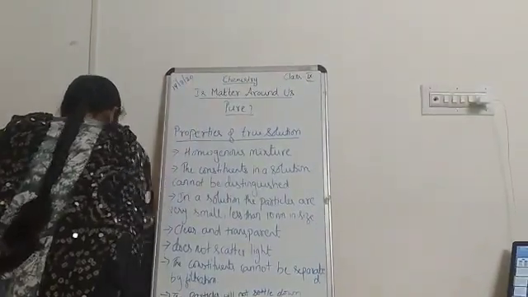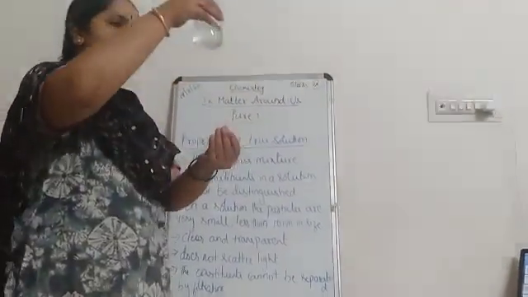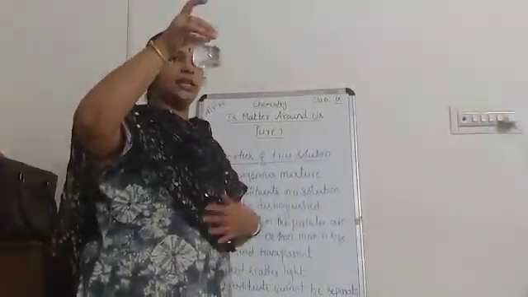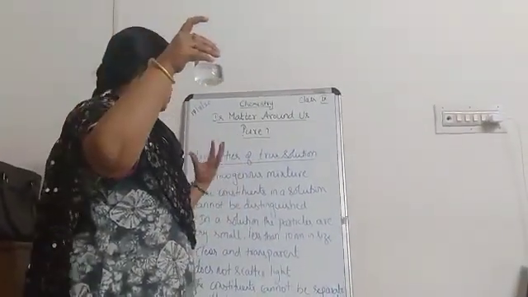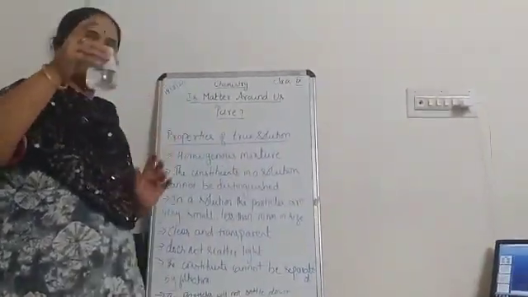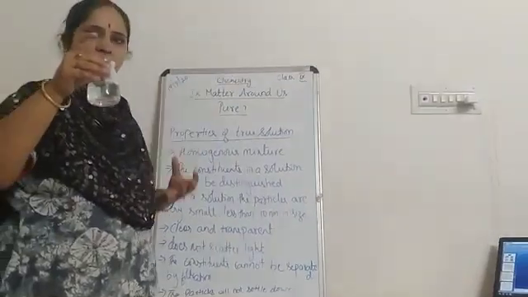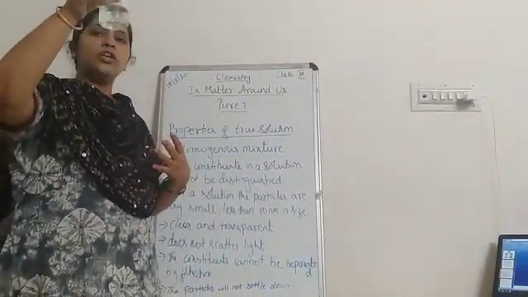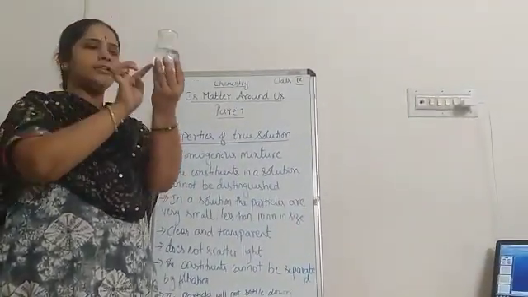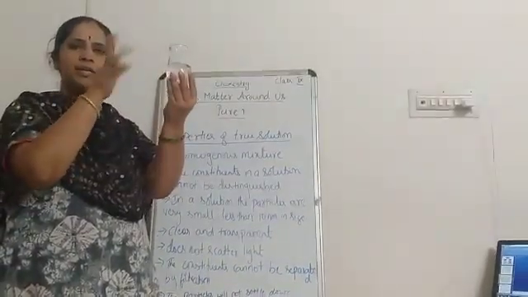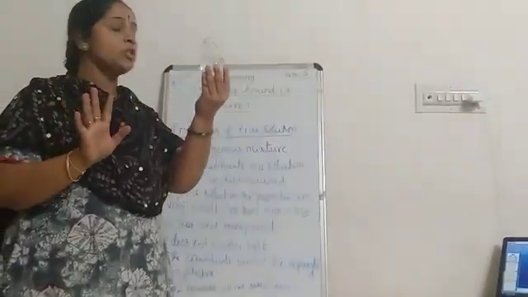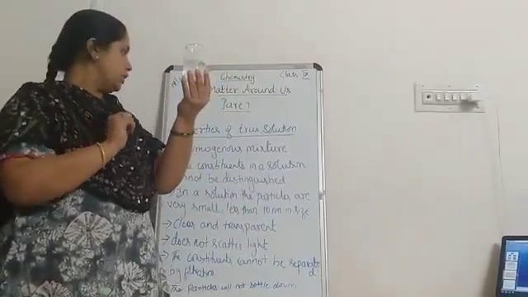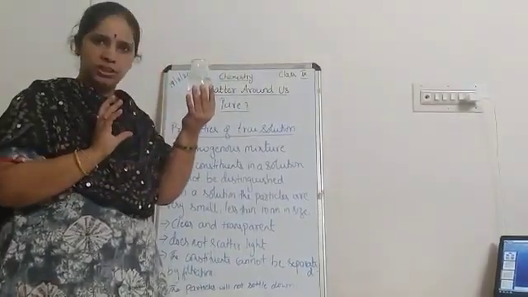Now, children, with this sugar solution, let us learn the properties of a true solution. It is a homogeneous mixture, which I have already told you in the definition of the solution. When you look at it, a little amount of sugar is there, but when you completely dissolve it, you cannot distinguish anything. So a sugar solution is a homogeneous mixture.